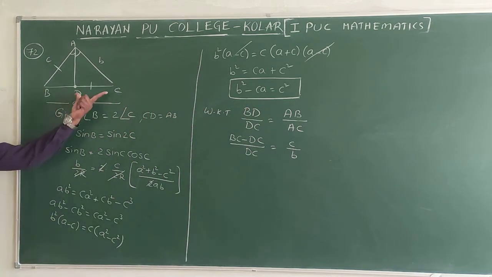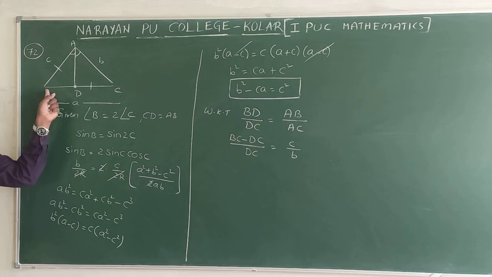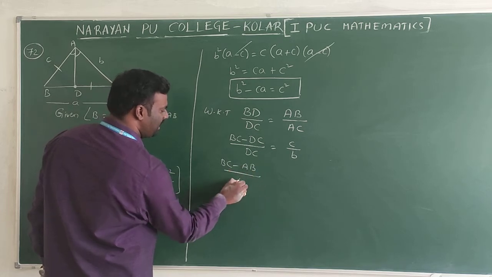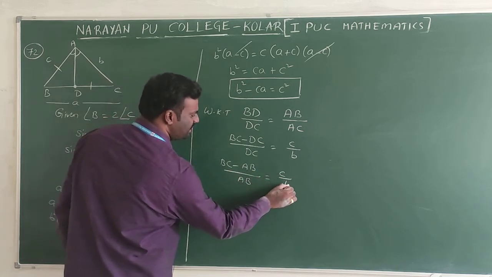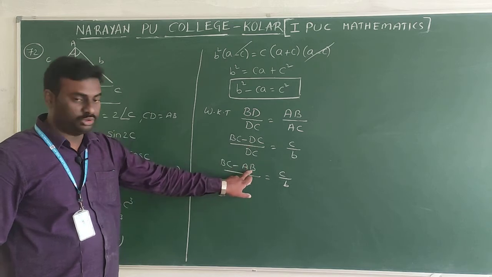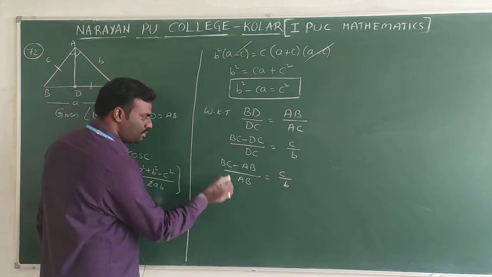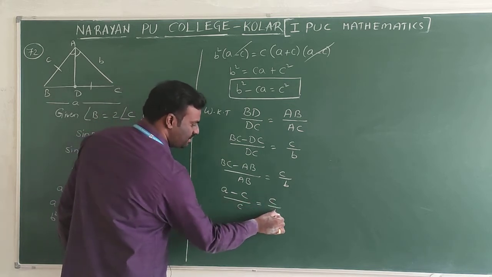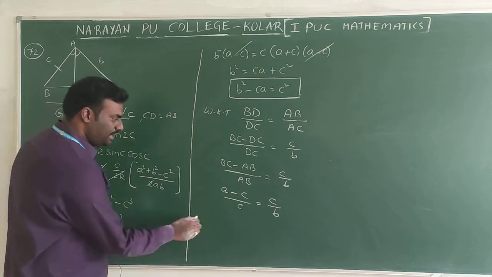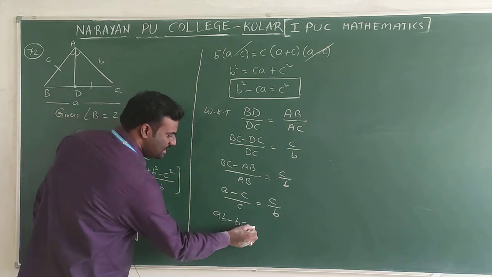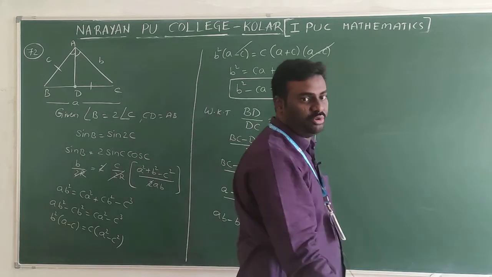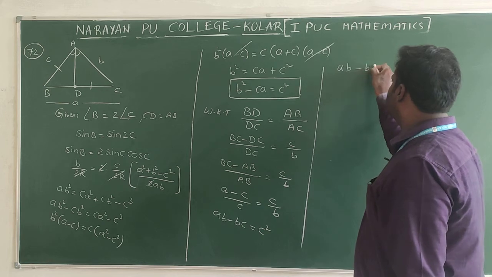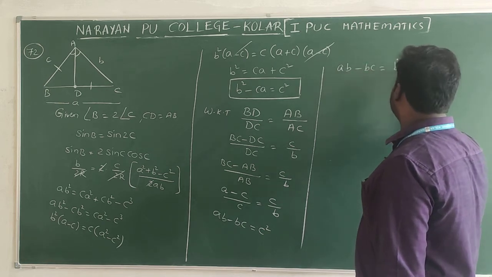But in the question this DC length and AB length both are same. Now BC minus AB by AB is equal to c by b, because DC length and AB length both are same. Now BC length is small a, AB length is small c, so a minus c by c is equal to c by b. Cross multiply. Now you will get ab minus bc is equal to c square. Already c square value we got. Substitute this c square here. Now ab minus bc is equal to b square minus ca.